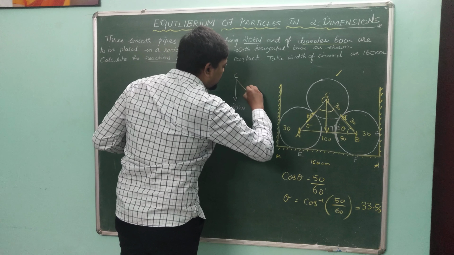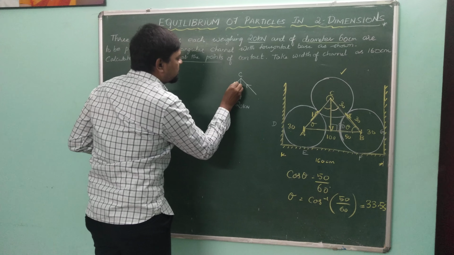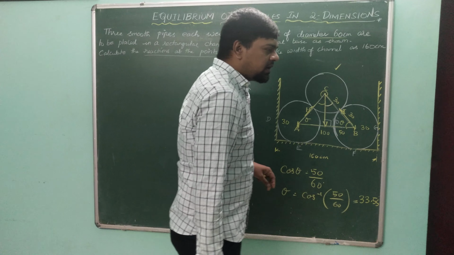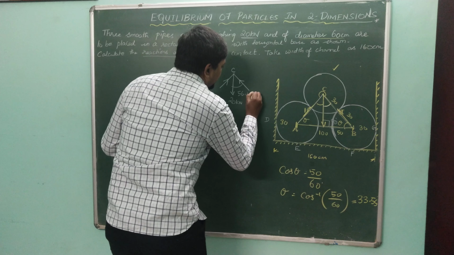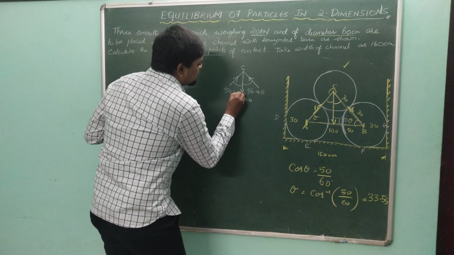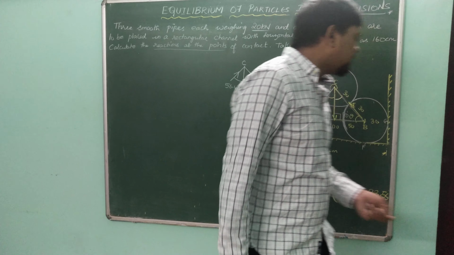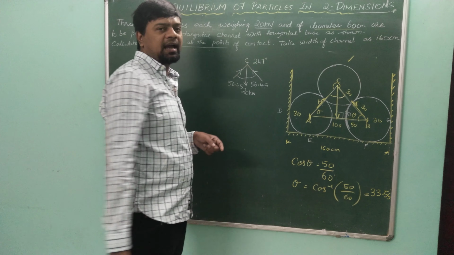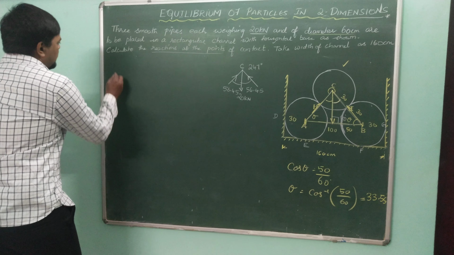So here one reaction is going to act towards. Similarly here another reaction is going to act towards, and this intermediate angle is 56.45. Similarly this part is 56.45. Since both are identical, the outermost angle is 247 degrees. So we have found three angles and we know one force, so we can use Lami's theorem.